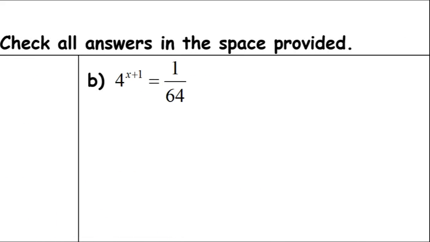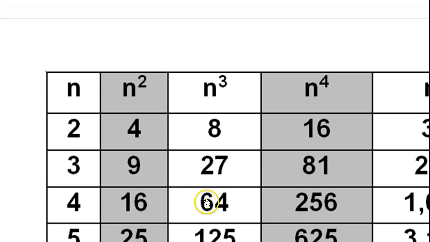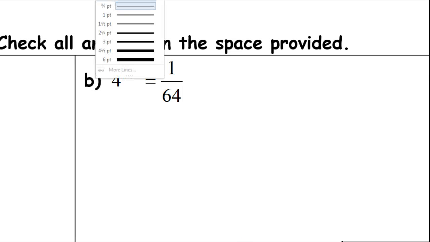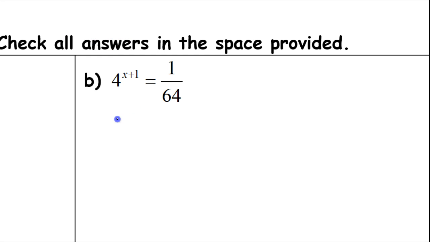So let's go on to B. We're going to need like bases. So I've got the 4, and I know that 64 is 4 to the 3rd power. So looking at base 4, there's your 64 is 4 to the 3rd power. So that means I have 4 to the x plus 1, and this is 1 over 4 to the 3rd power.